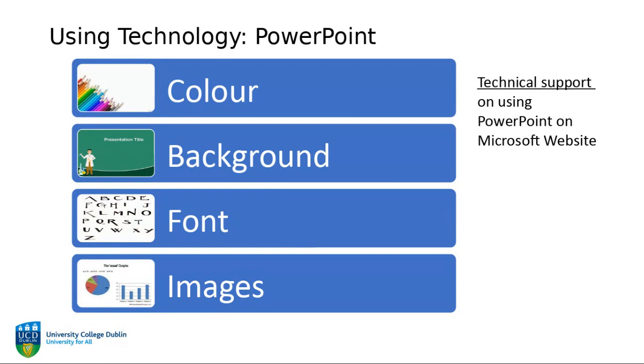Because if you use, for example, a white background with a very bright yellow font or something like that, it can be very hard for your audience and even for you to actually be able to read it. So make sure that there's a good color contrast there so it's easy to read your presentation.